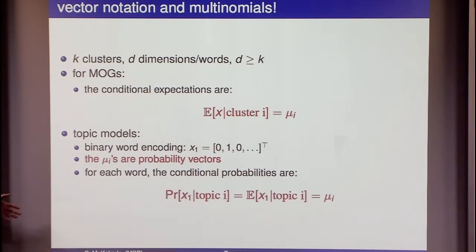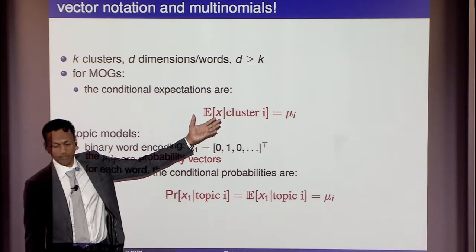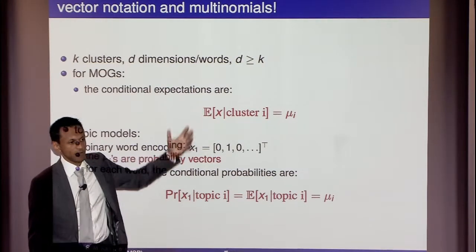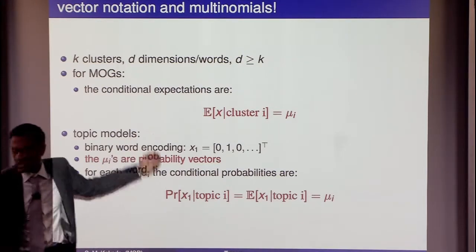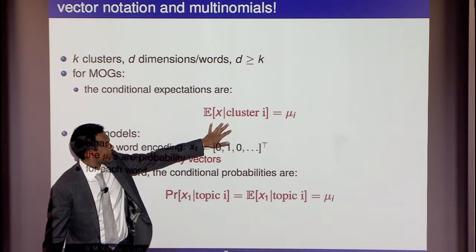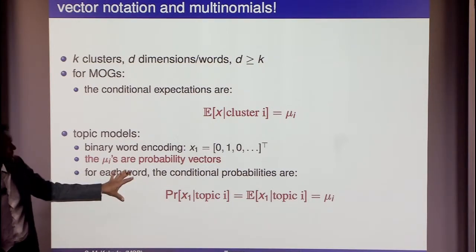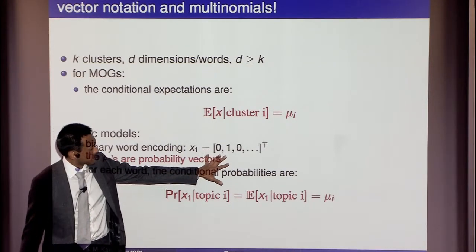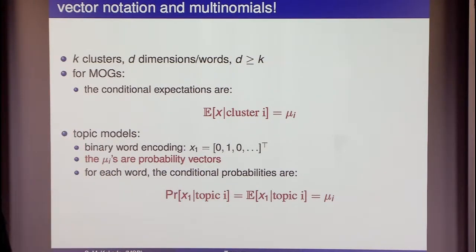Okay, just for notation, we're going to be in d dimensions. K is the number of topics or clusters. In the topic model problem, think of d as the number of words in our language. In this case, d is 4. For the mixture of Gaussians, just think of the expected value of x given it's from cluster i as mu i. This is just conditional expectation. With words, what's nice to use is what's sometimes called a one-hot encoding, which represents discrete words as binary vectors where one entry is 1, corresponding to which word occurred.